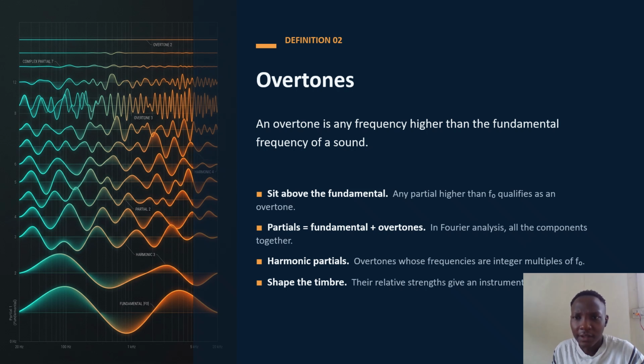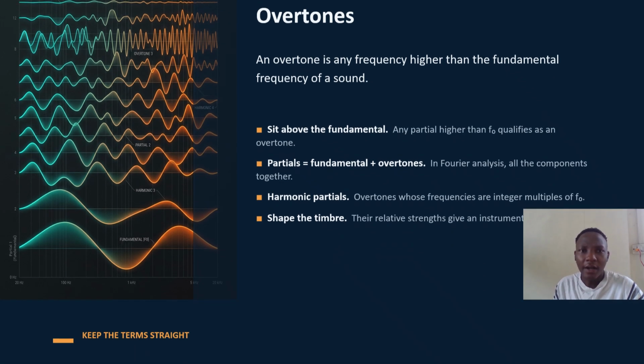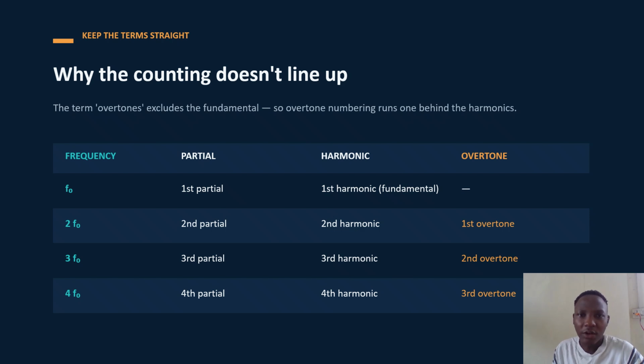Moving on. What about the counting, which doesn't line up? It is important to note that the term overtone does not include the fundamental frequency. The first overtone is therefore already the second harmonic and the second partial. So the term overtone should never be mixed with the other terms, because the counting is unequal.